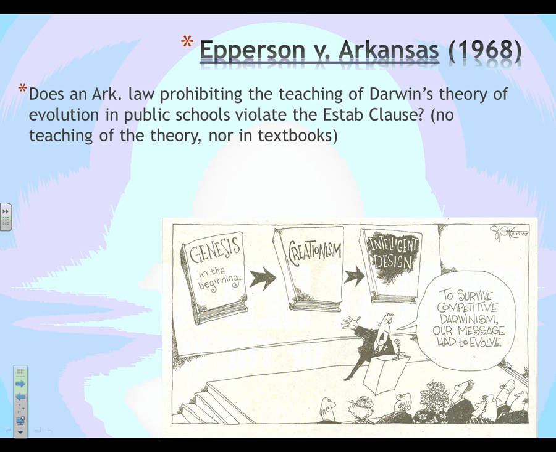And what do you think? Did the Supreme Court say that this law forbidding the teaching of evolution in schools is okay? Or did it violate the Establishment Clause? So you're going to vote thumbs up or thumbs down. Policy is okay, thumbs up. Violates the Establishment Clause, thumbs down.